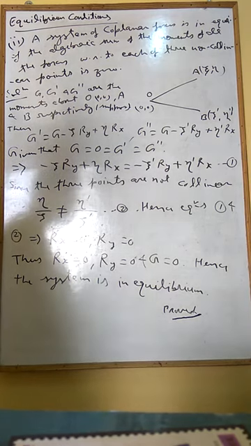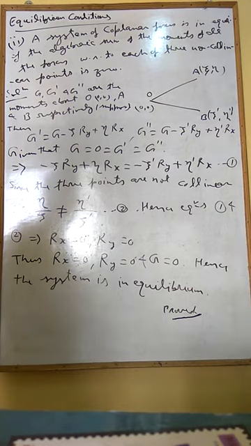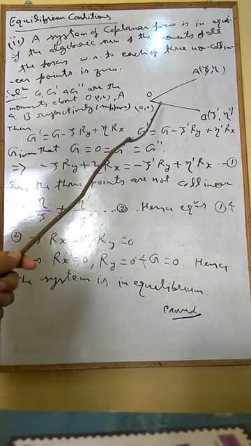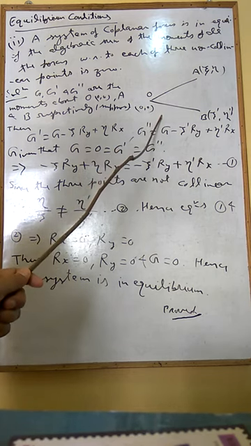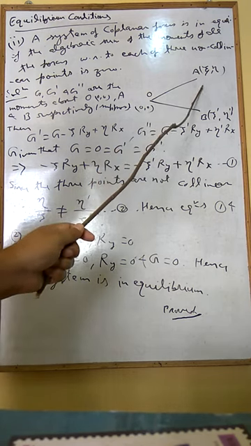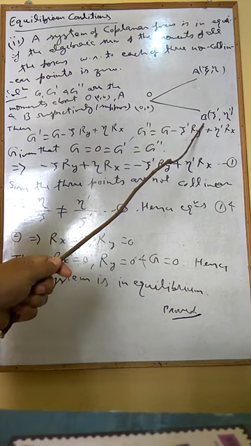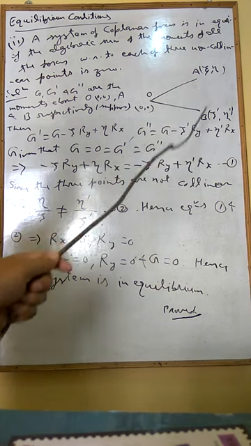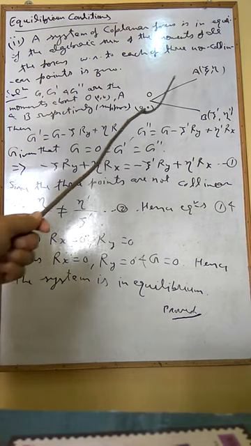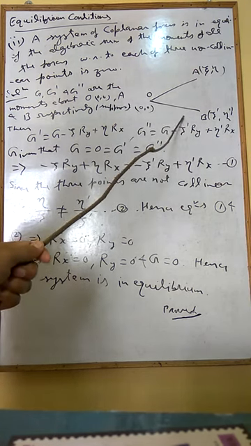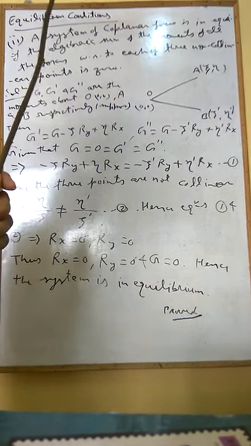Suppose a system of rigid bodies is acted upon by several forces, and we have three points. They are non-collinear: O, A and B. O is our origin (0, 0), A is the point (ξ, η) and B is another point (ξ', η'). These three points are non-collinear. If the moments about these three points are 0, then the system will be in equilibrium.